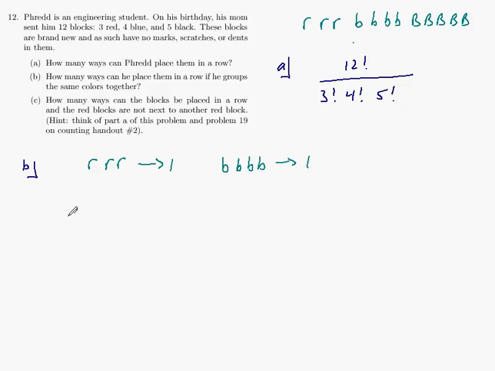So really this question boils down to is we have 3 different colors. How many ways can I put the 3 colors in a row? 3 choices for the first color, 2 choices for the next, and then 1 choice for the last, which is in other words 3 factorial.